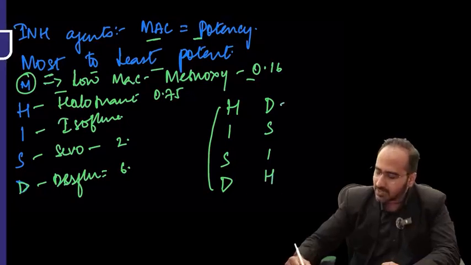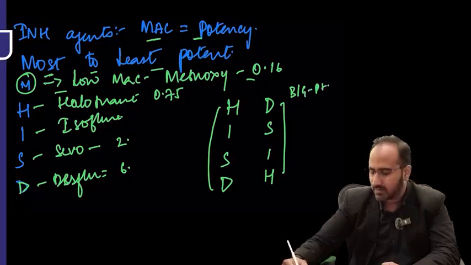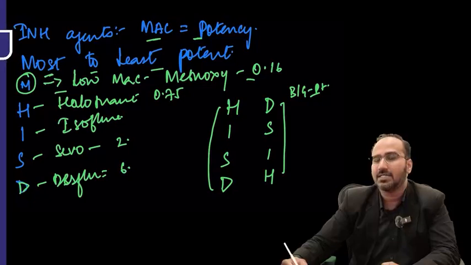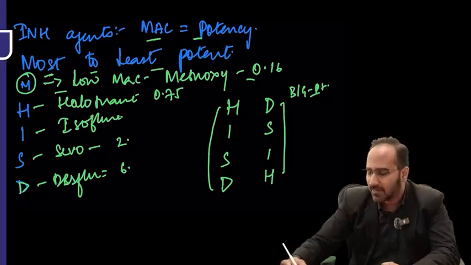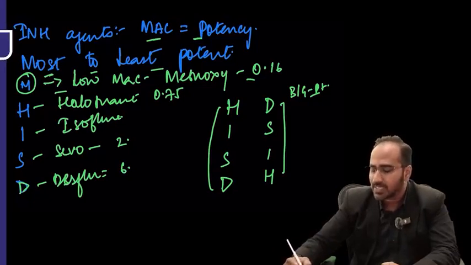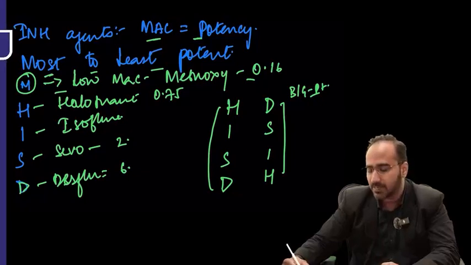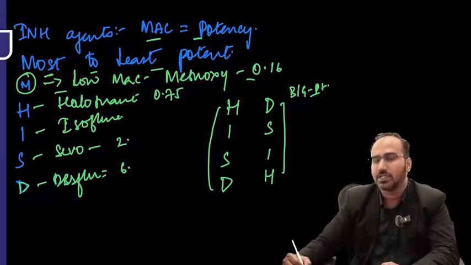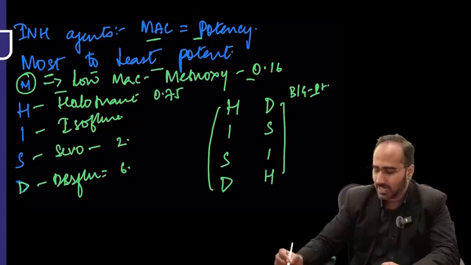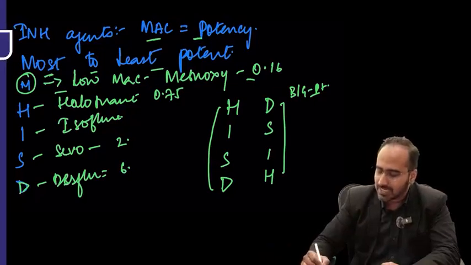DSIH. This is the mnemonic for what? This is the mnemonic for blood gas partition coefficient. That is, the agent that is having a speedy onset, speedy recovery. So this is the mnemonic. DSIH is the mnemonic for the agent that is having a speedy onset, speedy recovery to the agent which is having slow onset and slow recovery. Right, guys? So HISD is the mnemonic for most potent to least potent.